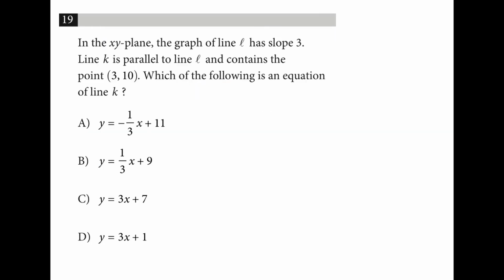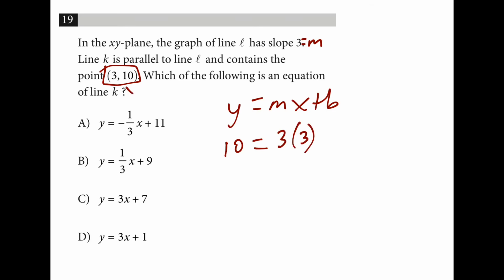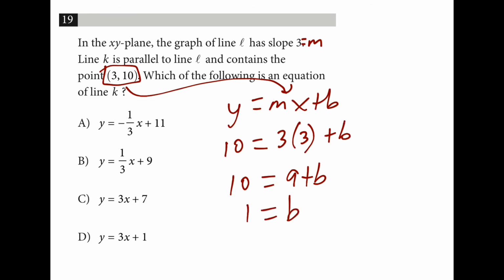For 19, my slope is 3. We're looking at one that's parallel, so my slope is still going to be 3. It contains this point. So if I start with y is equal to mx plus b, I can plug in 10 for y, I can plug in 3 for m, and 3 for x, coming from this coordinate over here, plus b. So 10 is equal to 9 plus b, or 1 is equal to b. This is my equation, the 3 and the 1.